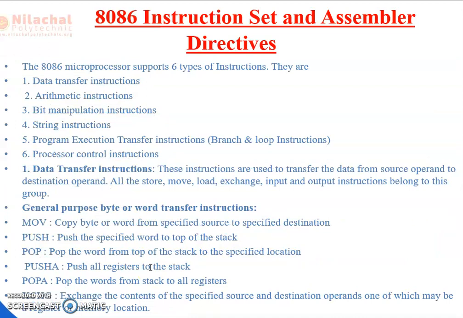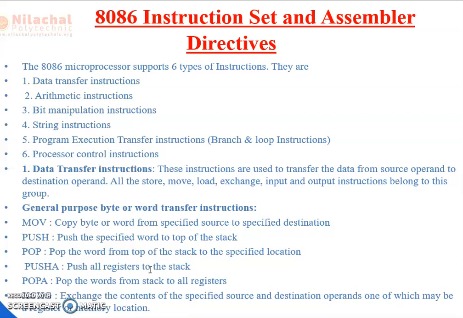Next one is 8086 instruction set and assembler directive. The 8086 microprocessor supports 6 types of instruction. They are data transfer instruction, arithmetic instruction, bit manipulation instruction, string instruction, program execution transfer instruction, that is branch or loop instruction, and processor control instruction.